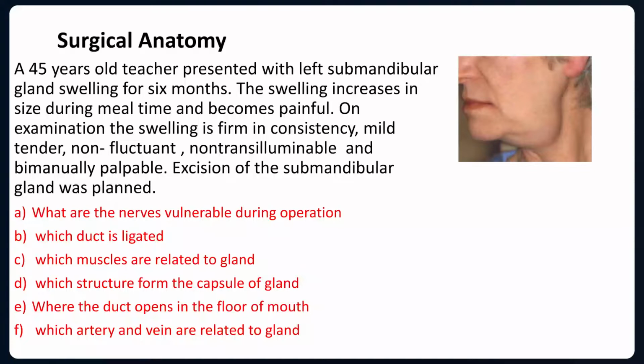So what are the nerves vulnerable during operation? This is very important when you are dealing with the surgery of this region. There are very important nerves present in the bed of the submandibular gland, and certain nerves that are over the gland. The lingual nerve is one of the most important that can be vulnerable during the operation. Then the hypoglossal nerve, the glossopharyngeal nerve, and the marginal mandibular branch, which is a branch of the facial nerve that lies here. When you make an incision here, initially it is more vulnerable.